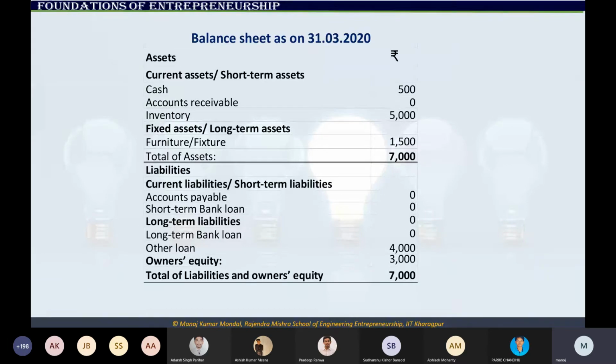Owner's equity means how much money the owner has brought in plus the accumulated profit over the years. Because this is a new business, there is no accumulation of profit. So this is just starting. Let us see where we stand. That is what a balance sheet is. What is a balance sheet called? A balance sheet is known as a snapshot of assets and liability at a particular point of time.